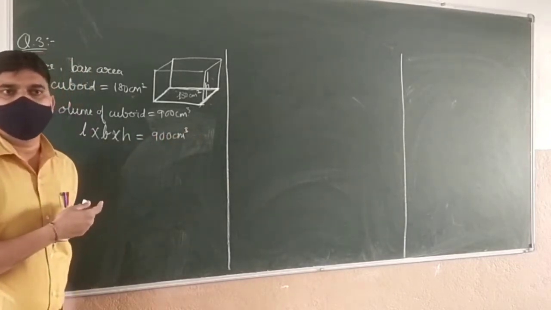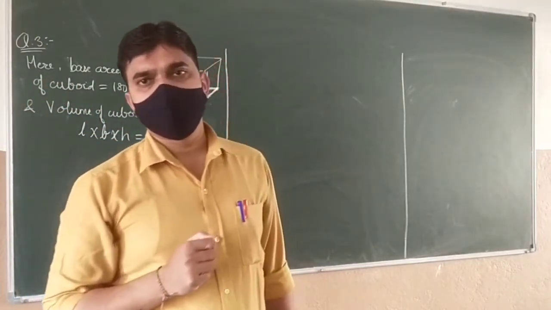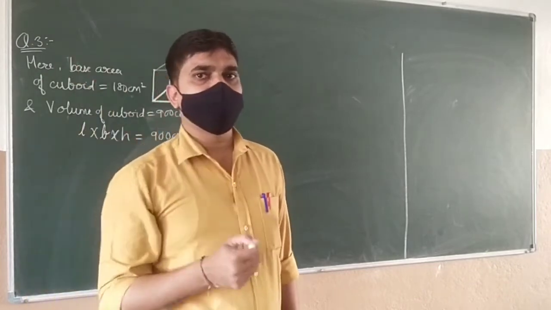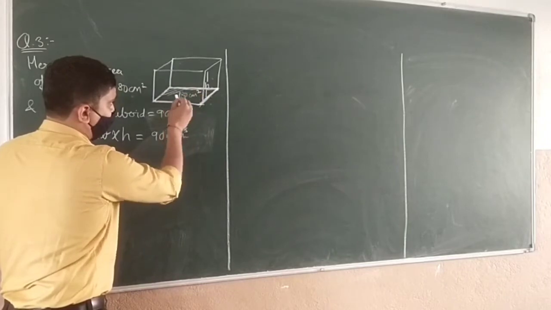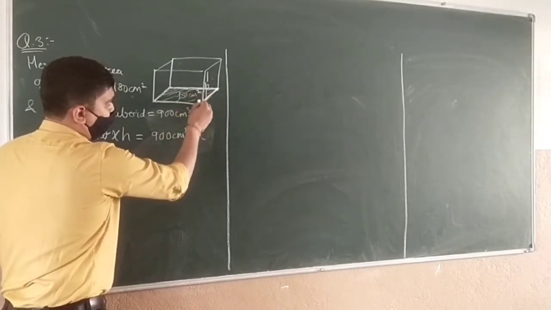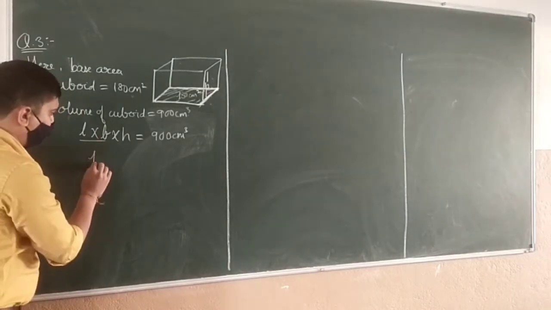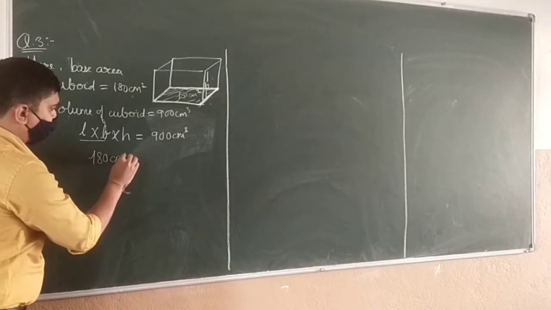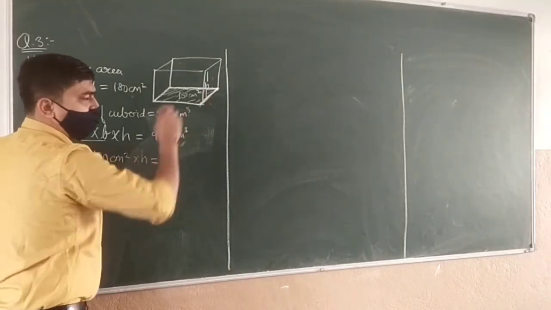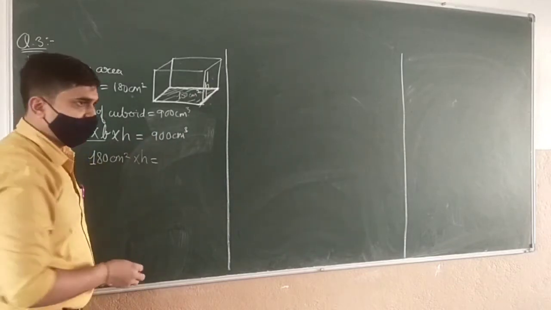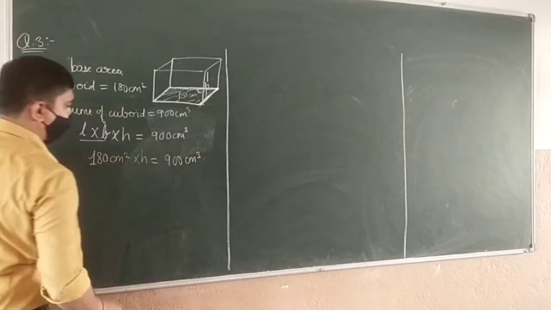Can I write like this? Yes. And what is the formula for area of rectangle? L into B. So the base area which they have given us, can I write L into B? Right? L into B is nothing but what? 180 centimeter square into height. That is what we are supposed to find. Understood? Is equal to 900 centimeter cube.